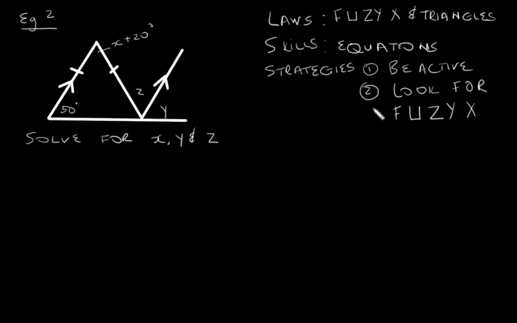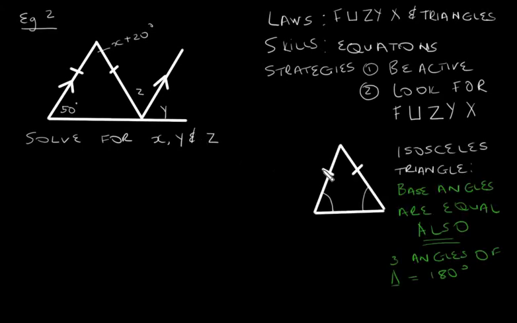And the second one is we always look for our fuzzy x. We also look for triangles in this case. So how are we going to solve for x? You can see that this is an isosceles triangle. Let me just unpack that for you.